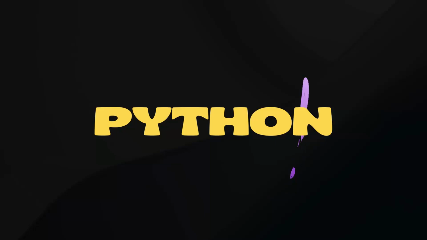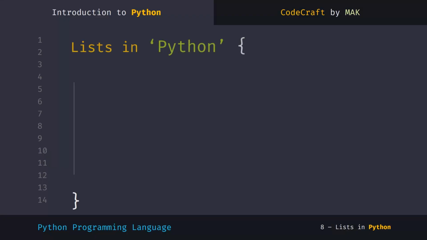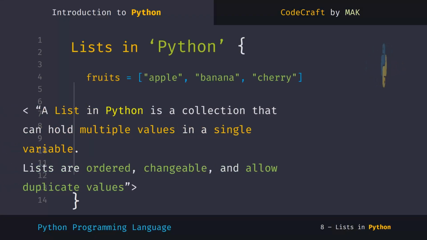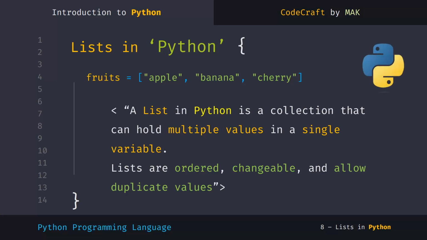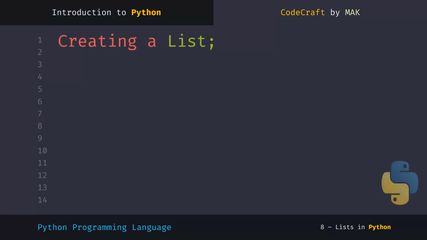In the last video, we explored functions in Python, how to organize code into reusable blocks. Today, we will learn about lists in Python, one of the most important ways to store and manage data. A list in Python is a collection that can hold multiple values in a single variable. Lists are ordered, changeable, and allow duplicate values.